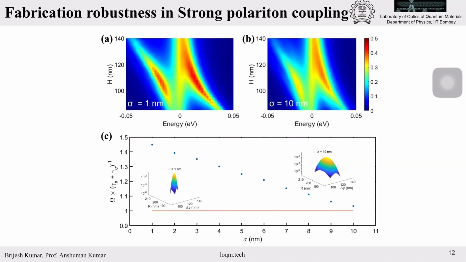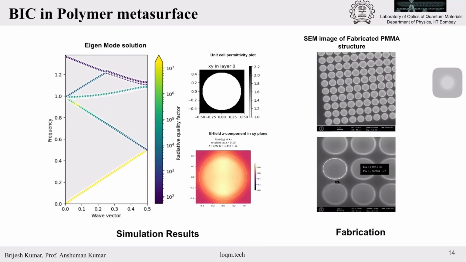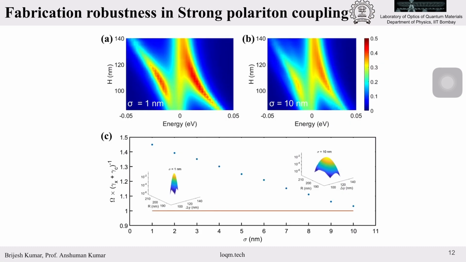Similarly, after calculating the absorption for different sigma, we plotted this with the relation that omega should be greater than (gamma c plus gamma x) over 2, that is, greater than 1, where gamma x and gamma c are the line widths of the exciton and cavity.